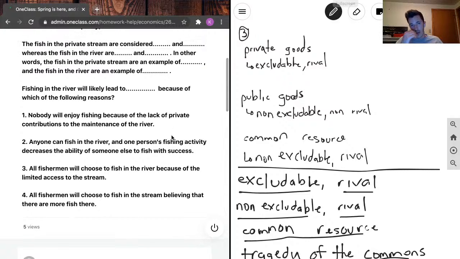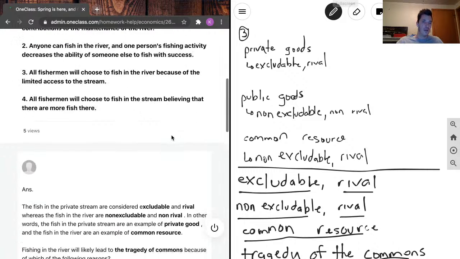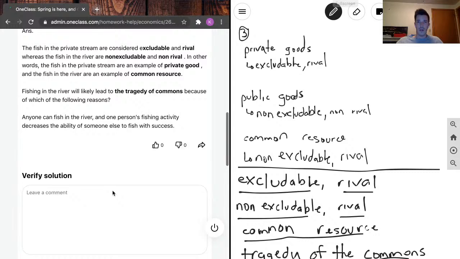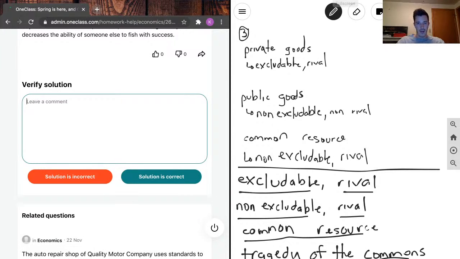And I agree with our junior tutor's answer, number 2. Anyone can fish in the river, and one person's fishing activity decreases the ability of someone else to fish with success. So for example, if I'm at the river and there are 10 fish in the river, and I start fishing and I catch a couple fish, let's say I catch 3 fish, then you come along and start to fish. Now there's only 7 fish left, therefore it is going to be harder to fish. Common resource. Your junior tutor nailed it.